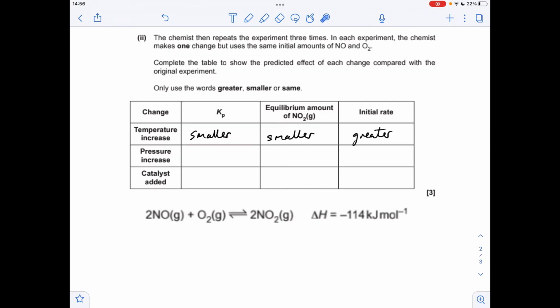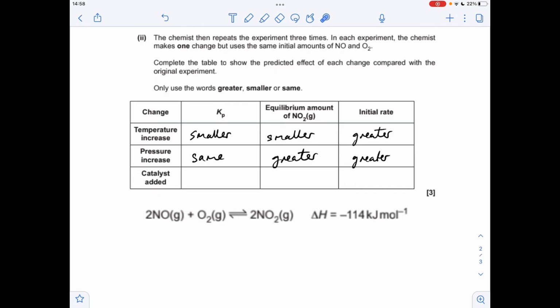Moving on to the pressure increase, so Kp is only affected by temperature, so it's going to stay the same. Increase in pressure favours the side with the fewest moles, so this is going to move forwards, which means the NO2 amount is going to be greater. And an increase in pressure leads to a higher rate of reaction, so the initial rate is going to be greater. And finally, the addition of a catalyst.